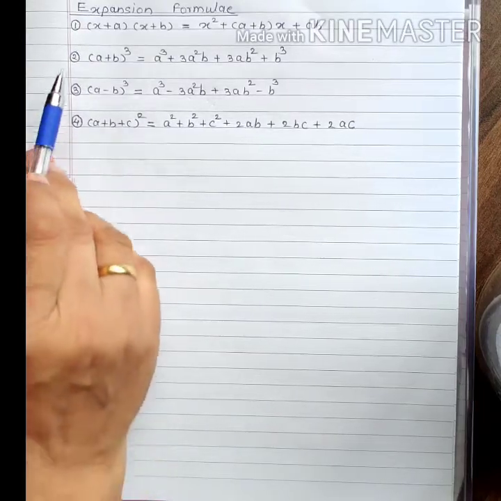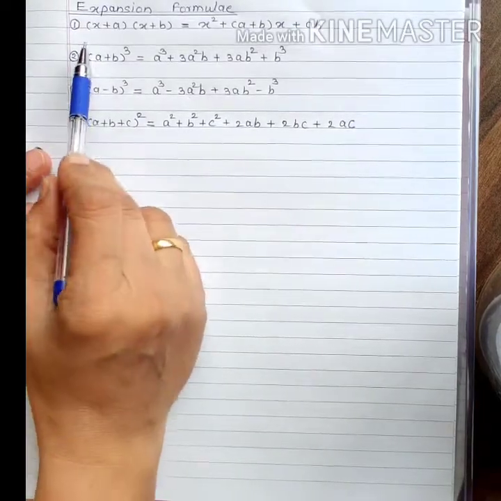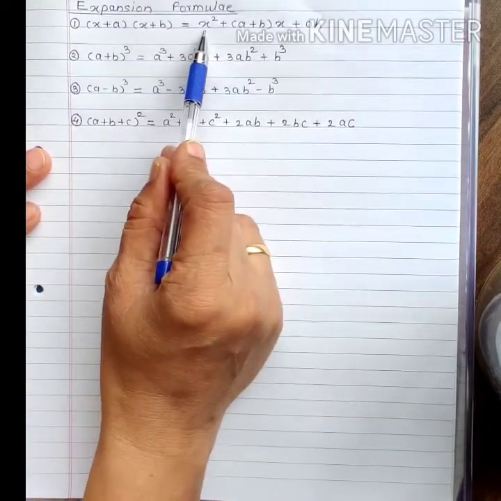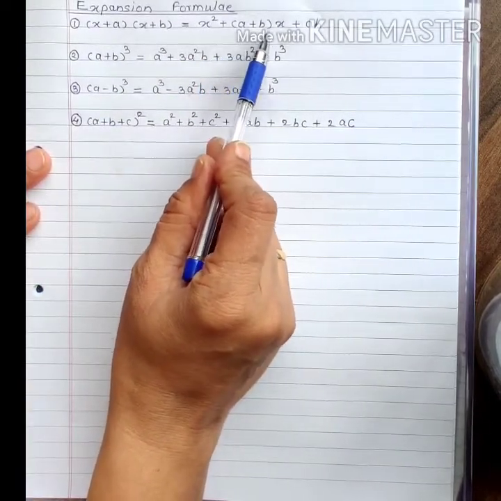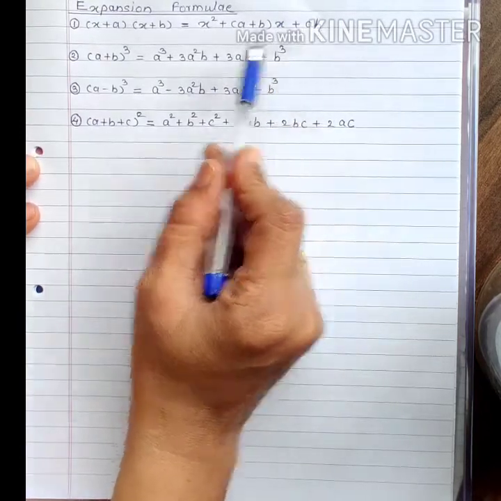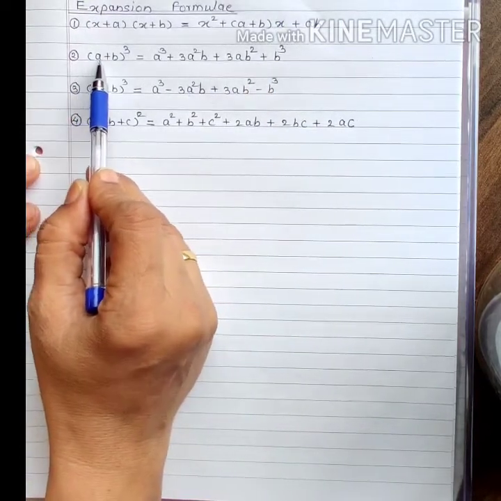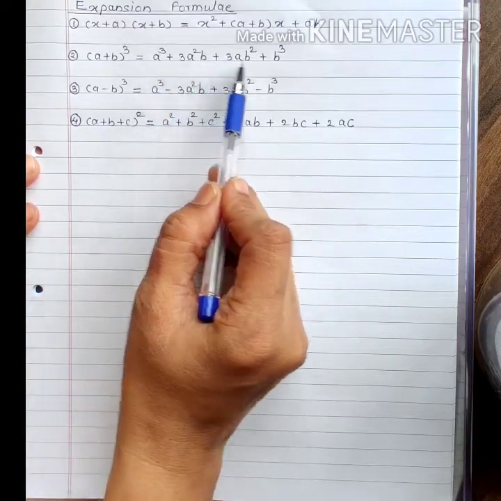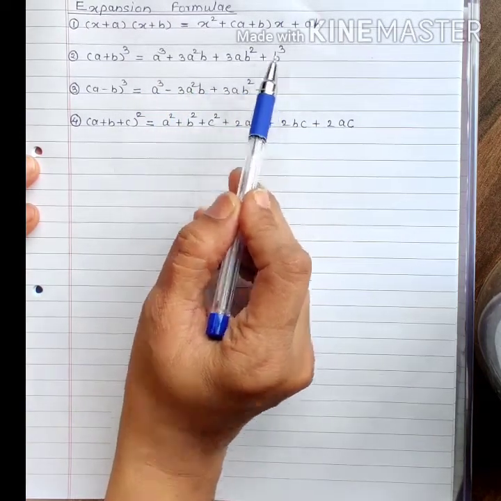Now we know all these four expansion formulae. First is (x + a)(x + b) equals x² + (a + b)x + ab. Second formula is (a + b)³ equals a³ + 3a²b + 3ab² + b³.